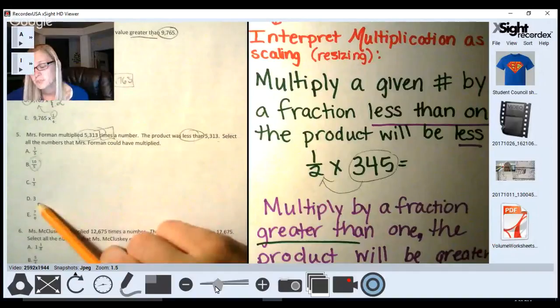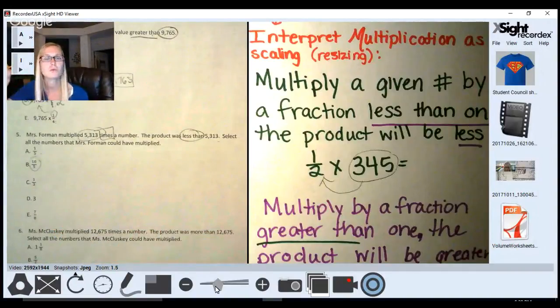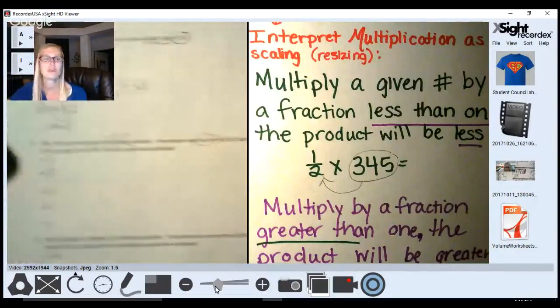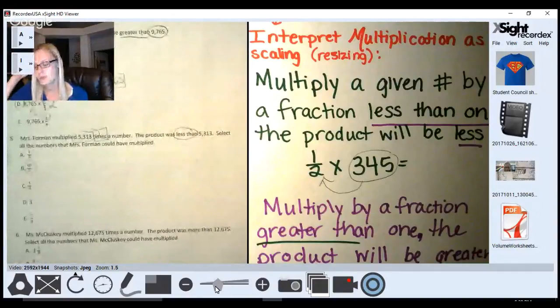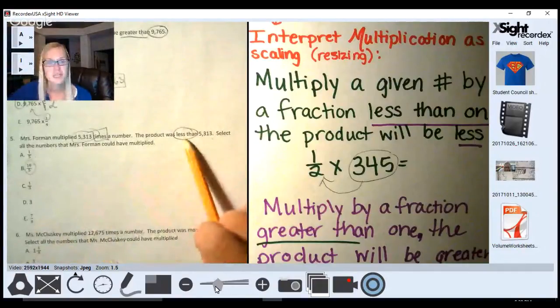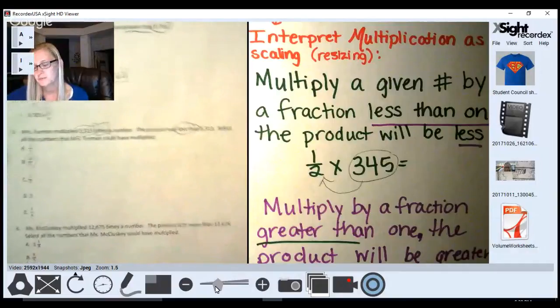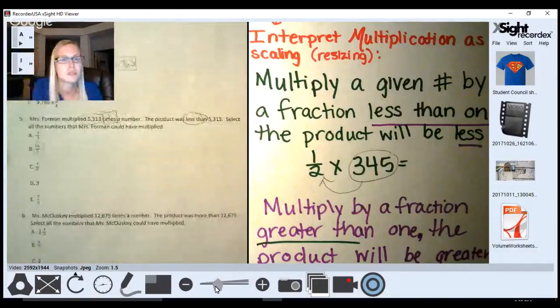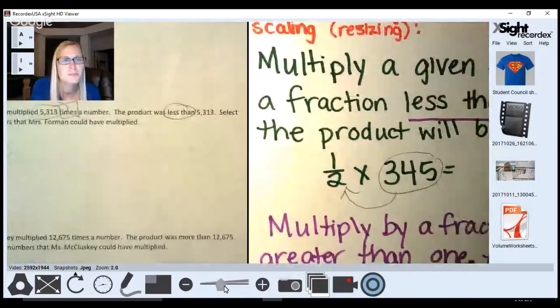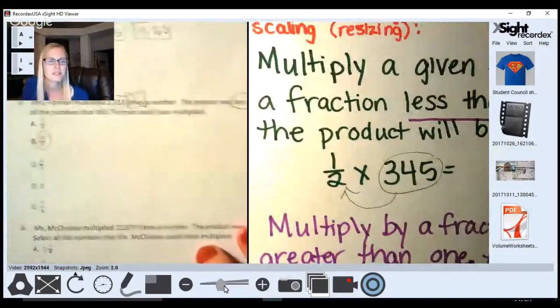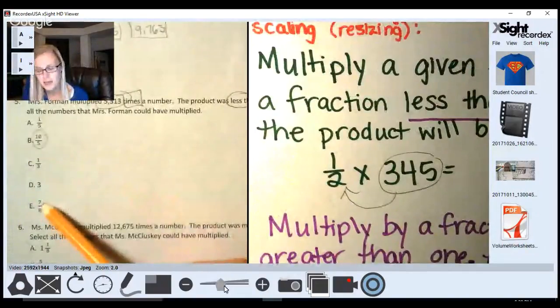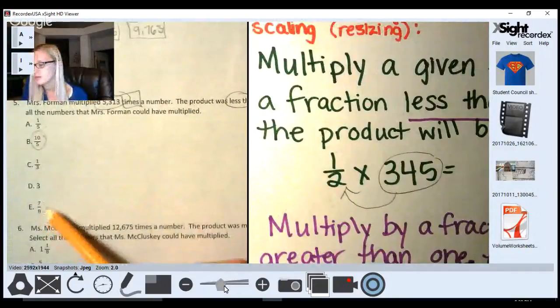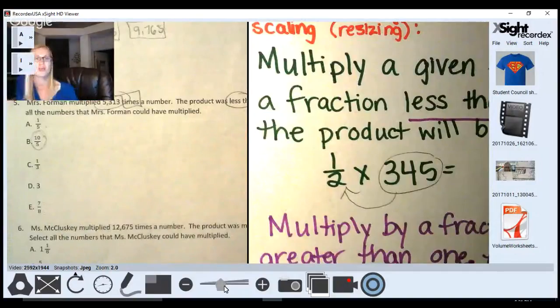Look at D. Does D work? 3 whole. If I'm multiplying by 3 whole, going back to your rules, if I'm multiplying by a number greater than 1, my product is going to be greater than. And I'm looking for less than, so D does not work either. Look at E. Let's zoom in a little bit better here. Does E work? I see that my numerator is less than my denominator, so that's a fraction less than 1, which means that E would work as well.